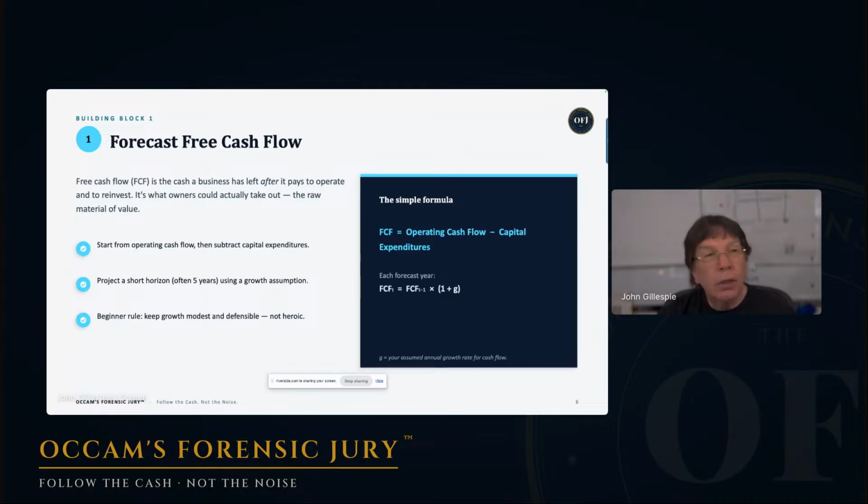So free cash flow over time: free cash flow at time T equals free cash flow at T-1 times 1 plus the growth rate. And g is your assumed annual growth rate of your cash flow.